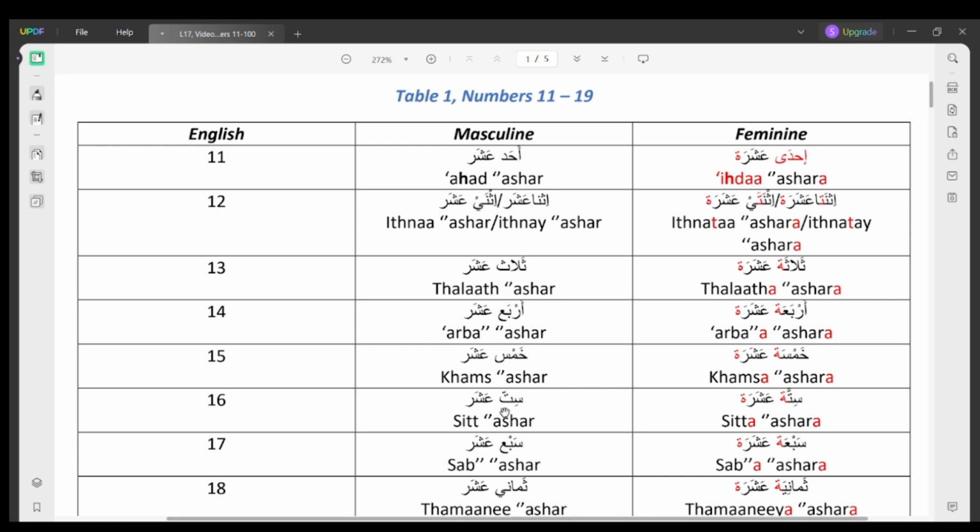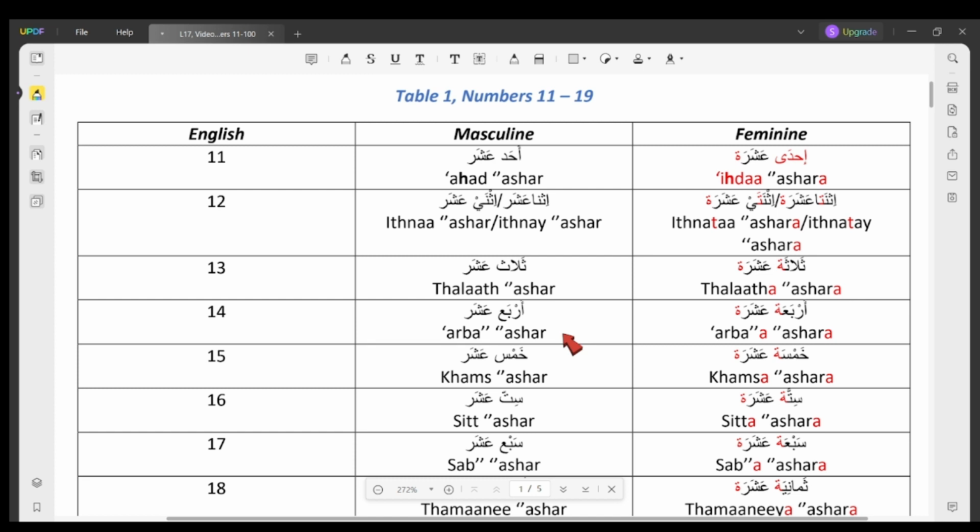Let's start with the number 11. أحد عشر. And the feminine, إحدى عشر. The number 12, اثنا عشر or اثني عشر. And the feminine, اثنتا عشر or اثنتي عشر. The number 13, ثلاث عشر. And the feminine, ثلاثة عشر.